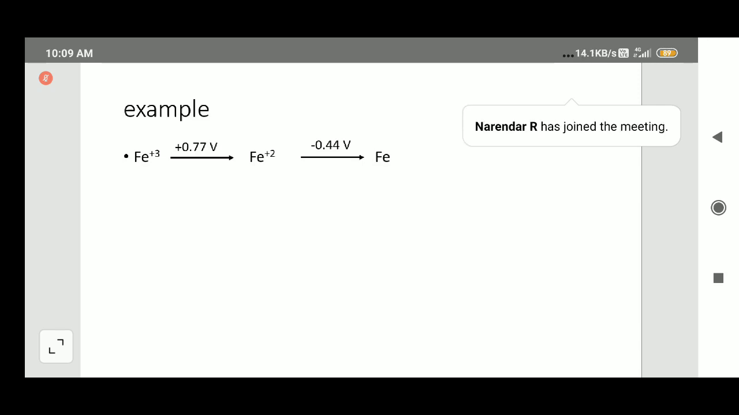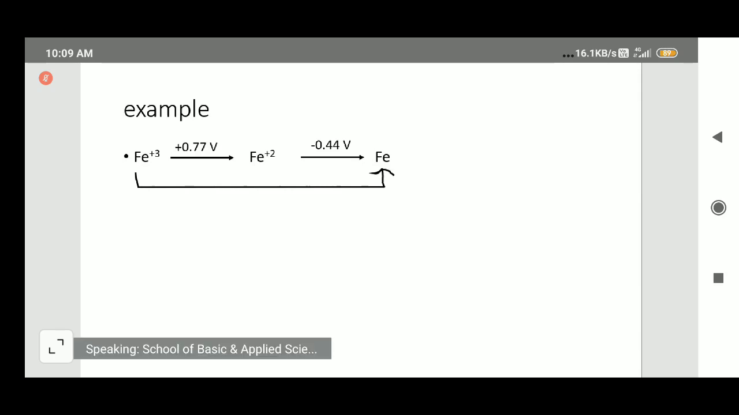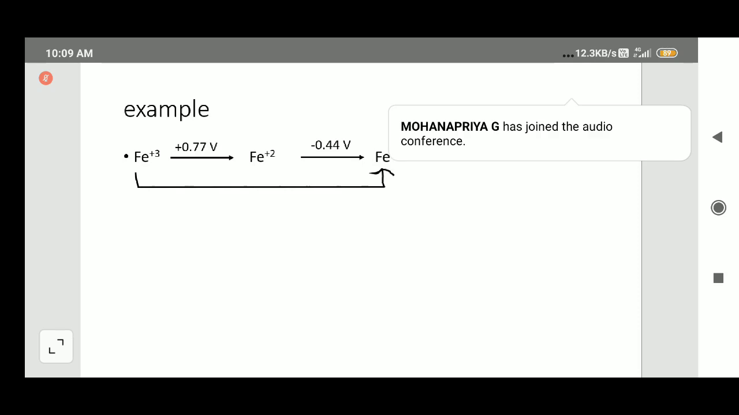Okay, so now you take a piece of paper. I want you to calculate this part. What is the standard reduction potential for the conversion Fe3+ to Fe0? Can you guess and give the comments? I will give you 1 minute. Okay.